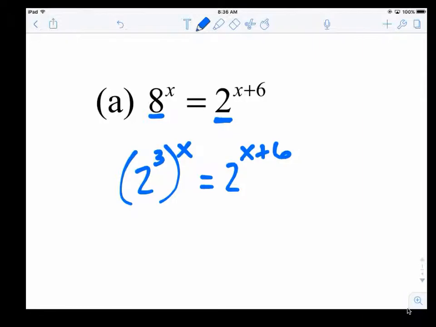So all we're doing is rewriting. We're still keeping everything the same, 2 to the third is the same thing as 8. Now using my properties of exponents, this left side here turns into what? I have an exponent raised to another exponent, so I can multiply them together. So this is going to become 2 to the 3x is equal to 2 to the x plus 6.